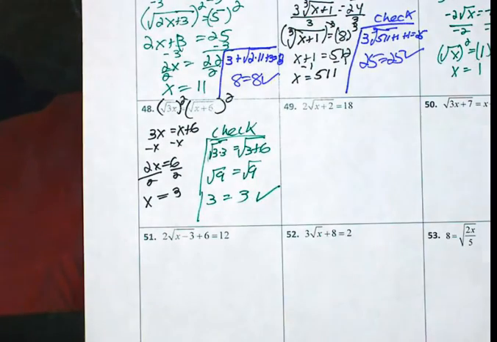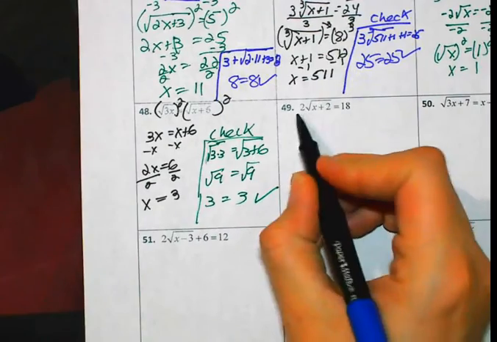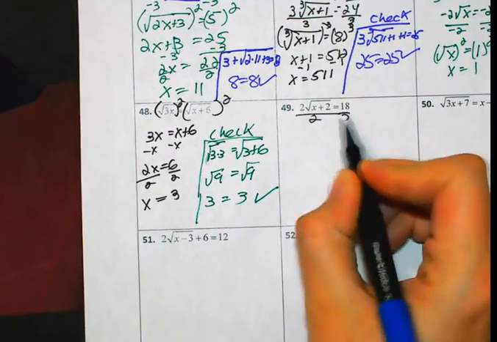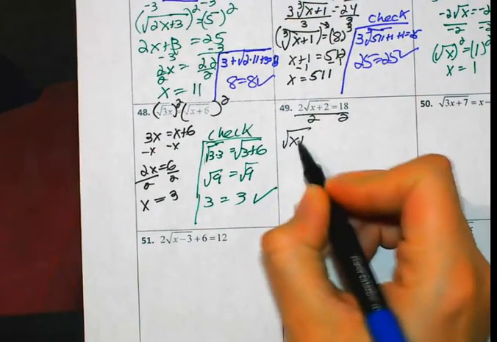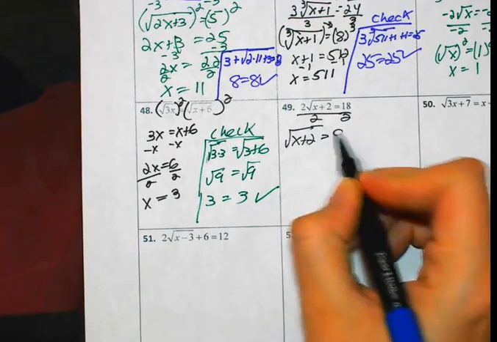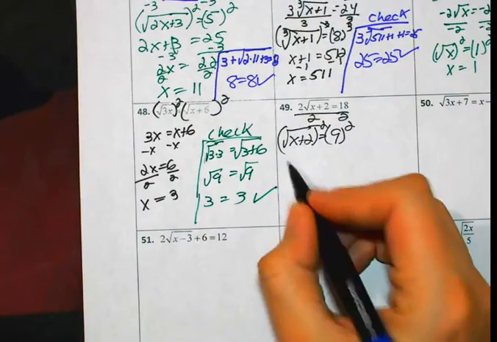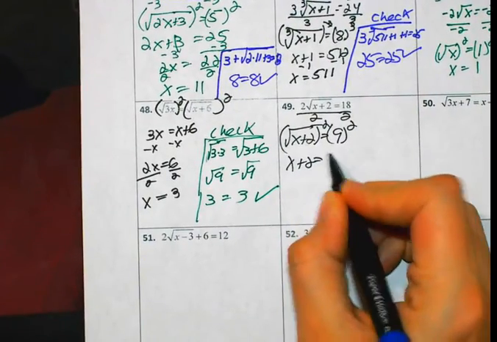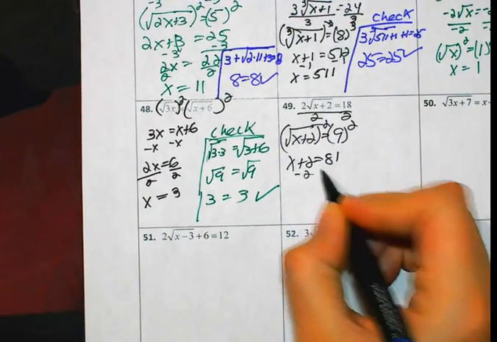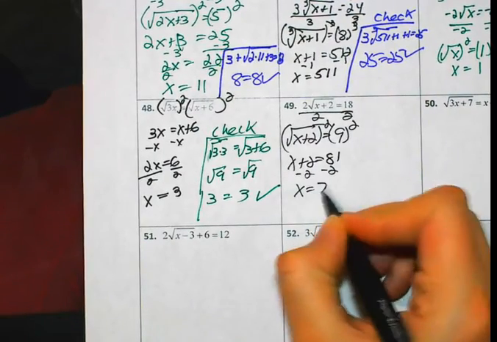Okay, again, isolate first. I have that 2 on the outside, so I'm going to divide by 2. So the square root of x plus 2 equals 9. I have it isolated, so I square both sides. x plus 2 equals 81. Subtract 2. x equals 79.